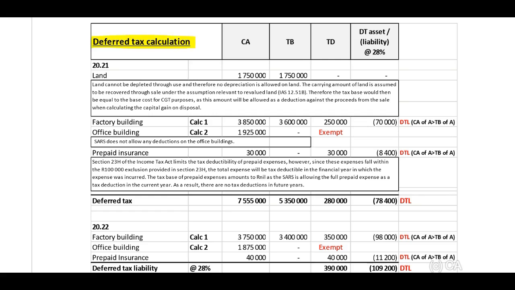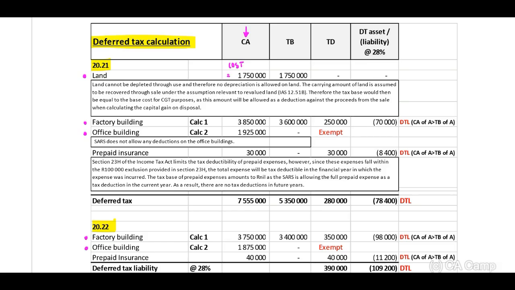Please think with me and work with me through this. 2021, 2022. I will include my line items: land, factory building, office building. Factory building, office building, because we've sold the land in 2022. Right, now when you look at this, first I will include my carrying amount. Remember, this is in terms of our accounting rules. For land, land will be based on our cost model. Therefore, I include my cost price, the 1.7 million.